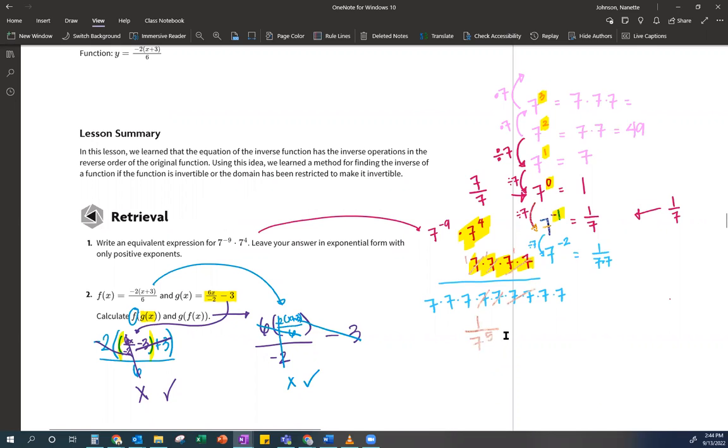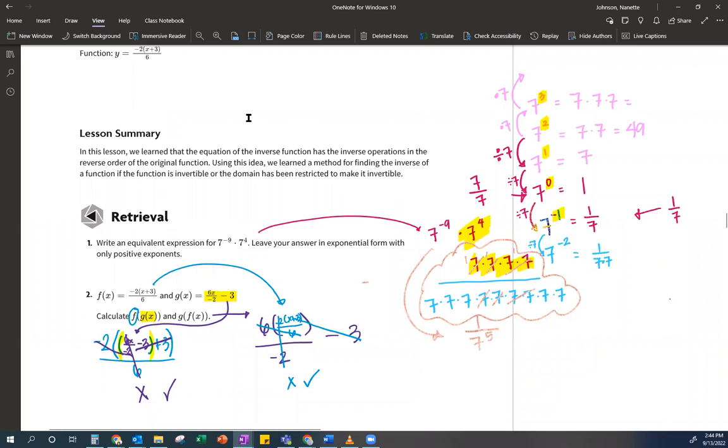And so my good mathematicians are saying, hey, how could you go from here to here without all this business right here? And absolutely, you can do that. When you get really proficient at exponents, you should be able to go from here to here without all this, and this is going on in your head. So you should be able to see, oh, negative 9 plus 4 is negative 5, right? And 7 to the negative 5 means 1 over 7 to the 5th.